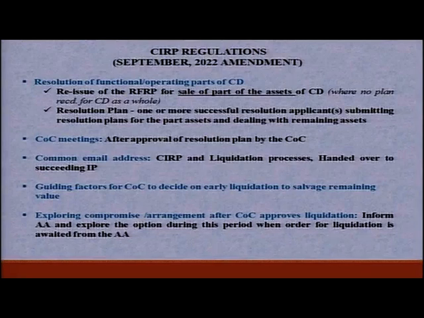Finally, we have also made amendments to the compromise and arrangement provisions, where we say that right after the COC has resolved to liquidate the company and an application is pending before the adjudicating authority, during that period only, the COC may explore options for compromise and arrangement where any entity is willing to take over the assets of the company even after resolution has failed and the COC decides to liquidate the company.